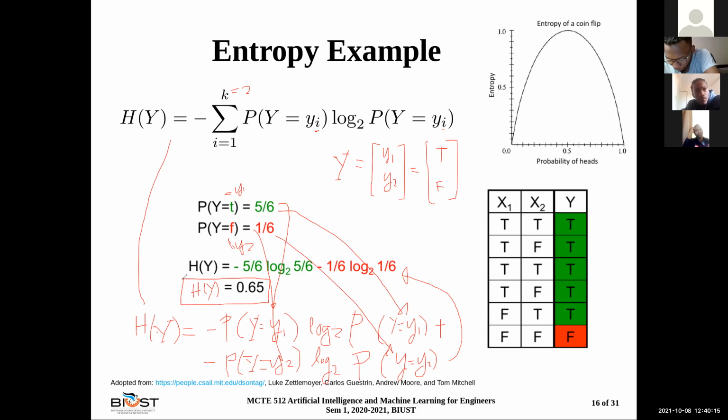So is that entropy big or small? What are the expected values of the entropy?